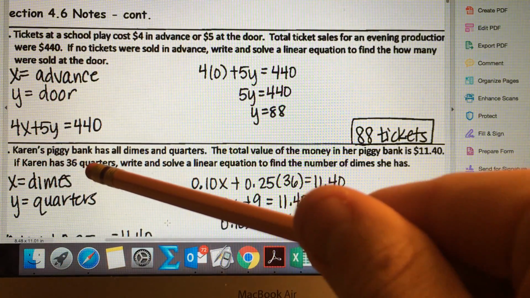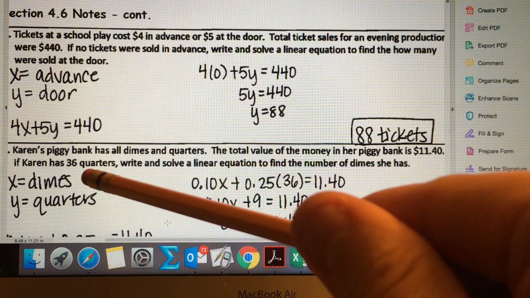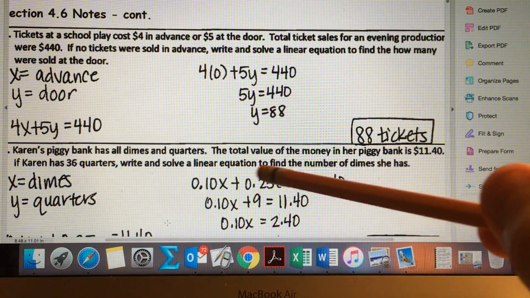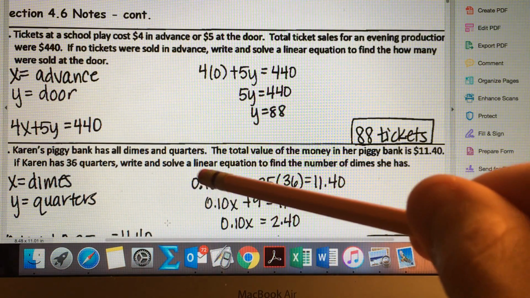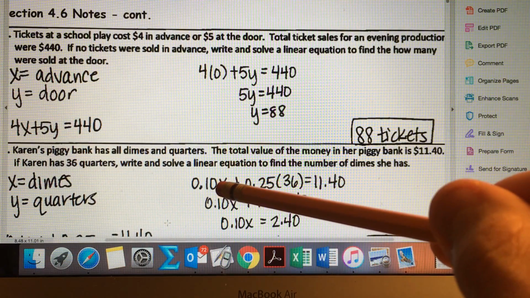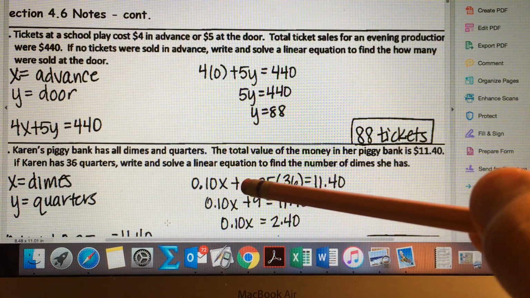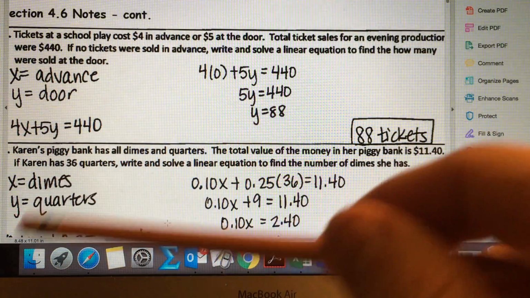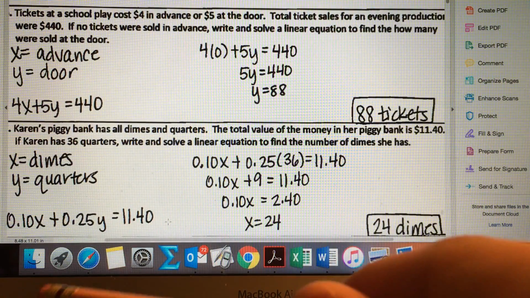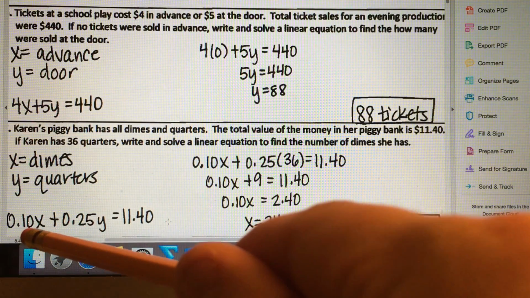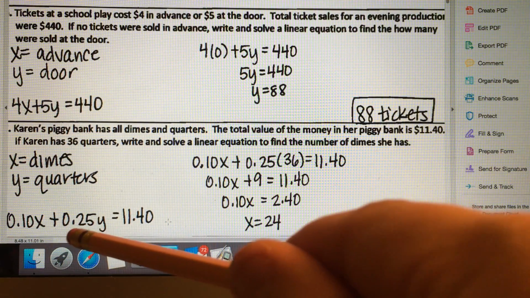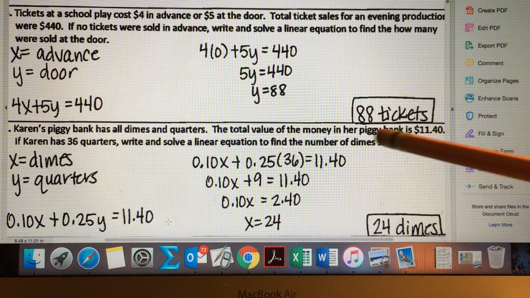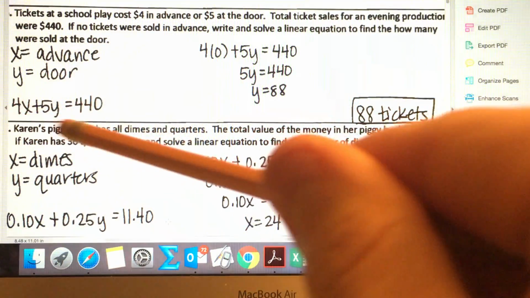If you remember your money values, dimes have a value of 10 cents and quarters have a value of 25 cents. So you take the value of a dime and multiply it by your number of dimes, and then add that to the value of a quarter times your number of quarters, which this model is actually down here. So value of a dime times number of dimes plus value of a quarter times number of quarters equals your total value, which was $11.40. Make sense? Are we seeing a pattern here?